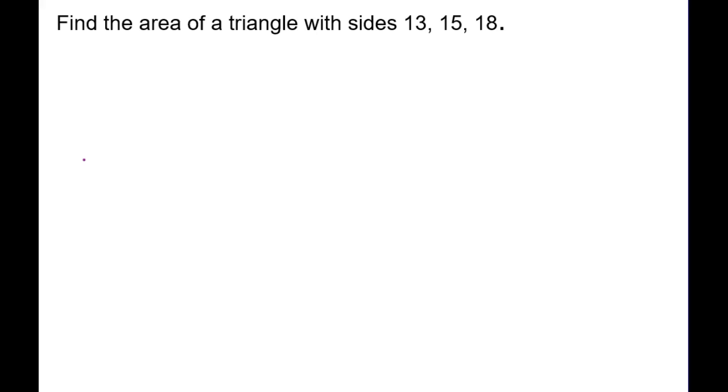Now in the last example, we're going to use Heron's formula to find the area of a triangle with side lengths of 13, 15, and 18. So the first thing we need to do is find the semi-perimeter, which we find by adding up all three side lengths and dividing by 2. Thus, if we take 13 plus 15 plus 18 and divide that by 2, we get the semi-perimeter to be 23 units. Now we just have to take Heron's formula, plug in the values we know for S, A, B, and C.